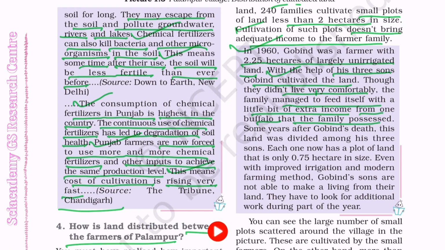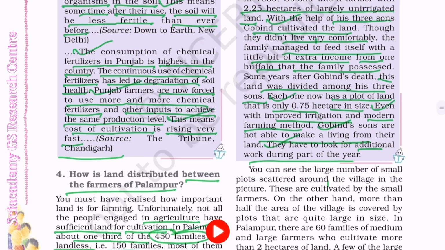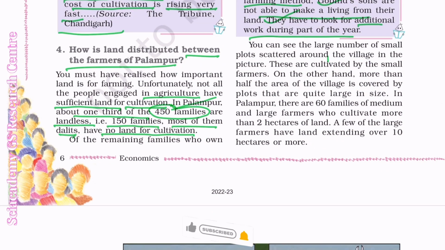Some years after Govind's death, this land was divided among his three sons. Each one now has a plot of land that is only 0.75 hectare in size. Even with improved irrigation and modern farming method, Govind's sons are not able to make a living from their land. They have to look for additional work during part of the year. You can see the large number of small plots scattered around the village in the picture. These are cultivated by small farmers.